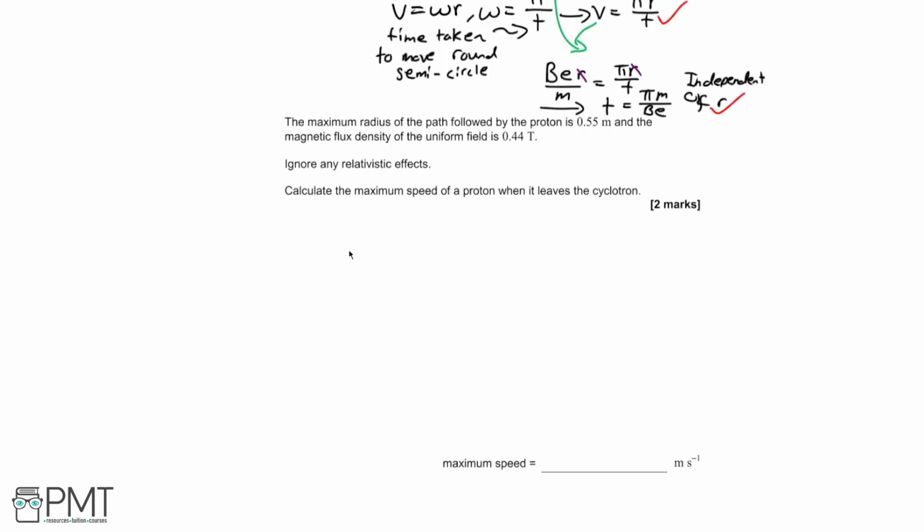The last part of the question says, the maximum radius of the path followed by the proton is 0.55 meters, and the magnetic flux density of the uniform field is 0.44 teslas. They tell us to ignore any relativistic effects, which would make this question more complicated. It then says, calculate the maximum speed of a proton when it leaves the cyclotron. So in this question, we've been given the radius and we've been given the magnetic flux density. Note that we know the mass of the proton.